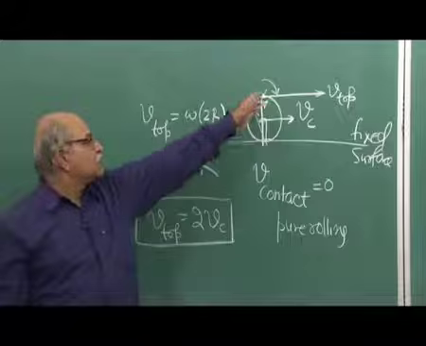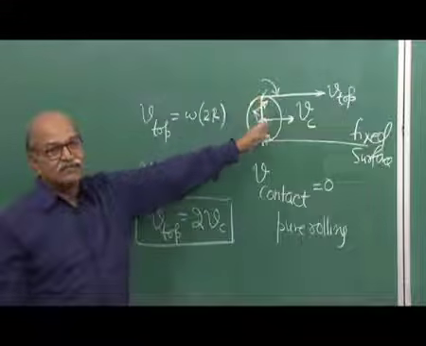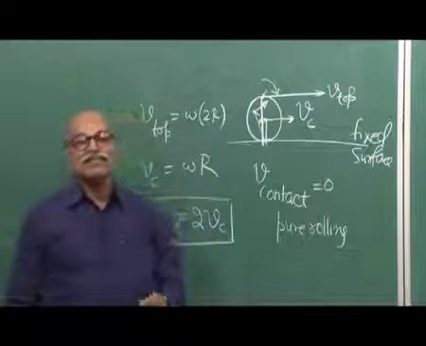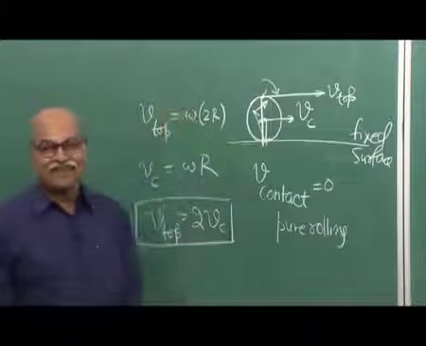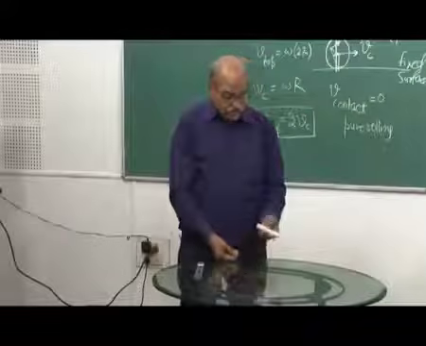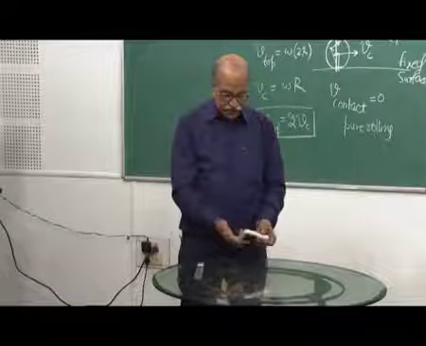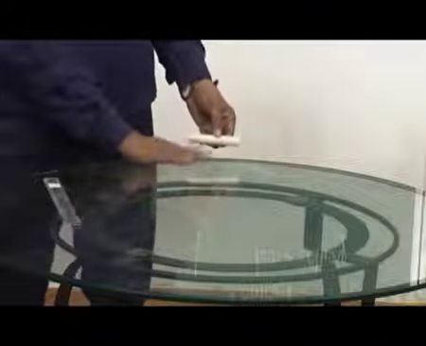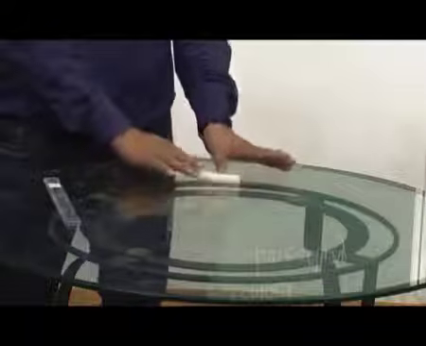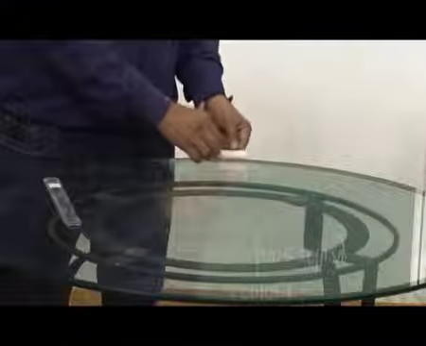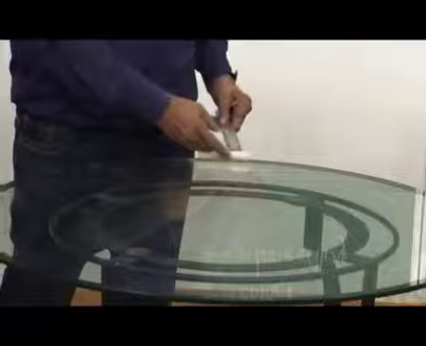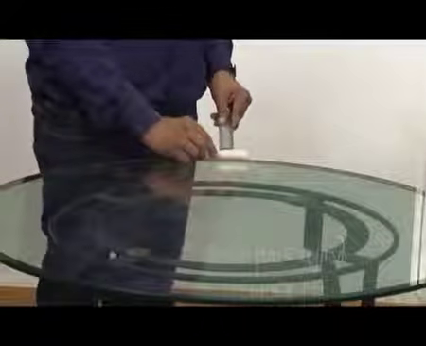The velocity of the topmost point is double the velocity of the center, and my experiment will just demonstrate this fact. So I have this cylindrical object. This is just a PVC pipe, very commonly used for many purposes, and I am putting it on this horizontal surface, and it can roll here. So I put it at the edge, and here is a plastic scale, and I am putting the edge of the scale right here.